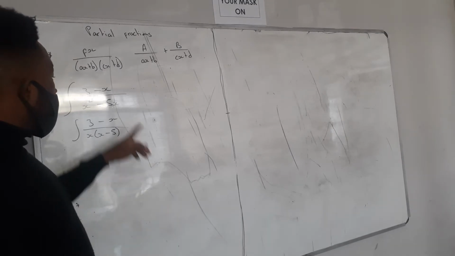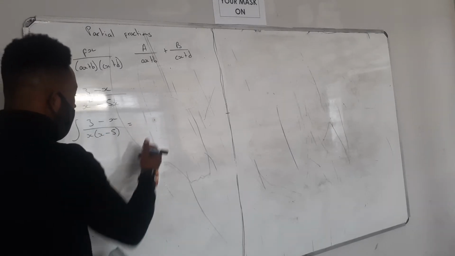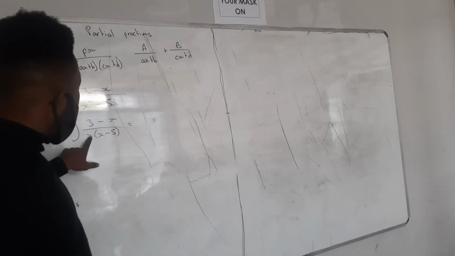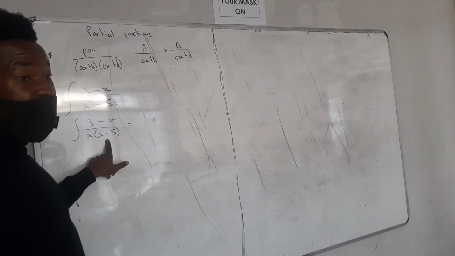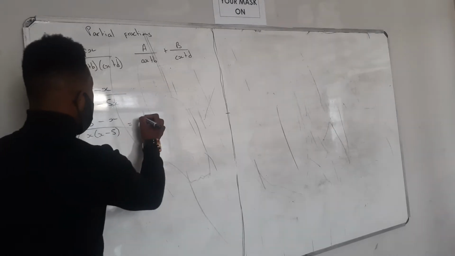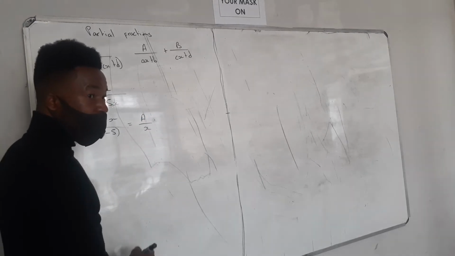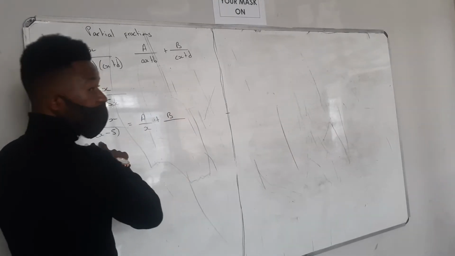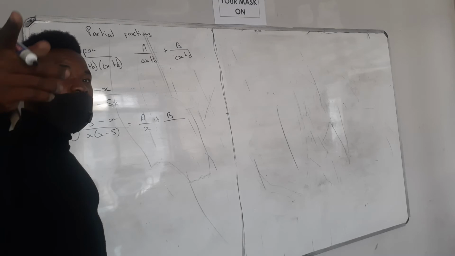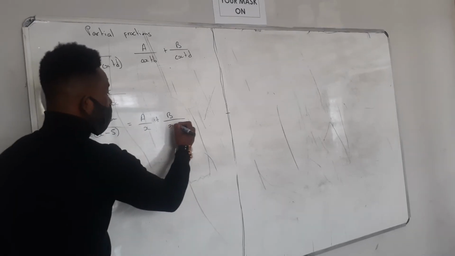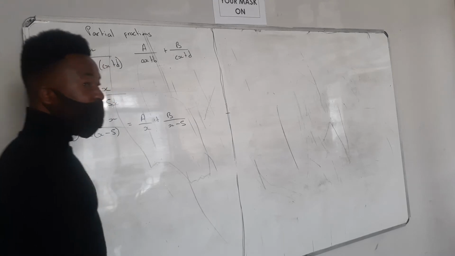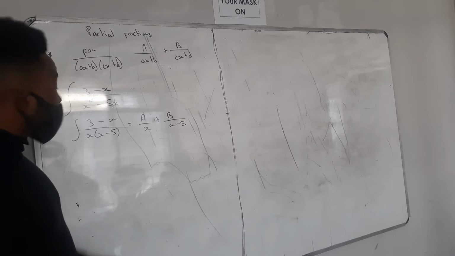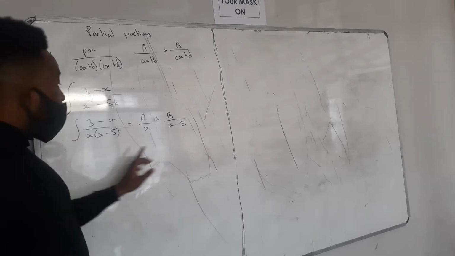You're going to use this formula. You're going to say equals, and divide each term with its own denominator. On your A you divide with the first factor, and on B you divide with the second one. For example, here I'll say A divided by x, which is the first part of the denominator, plus B divided by the second part, which is x minus 5. You understand this part? And then from here, I'm going to multiply the whole equation with my denominator.